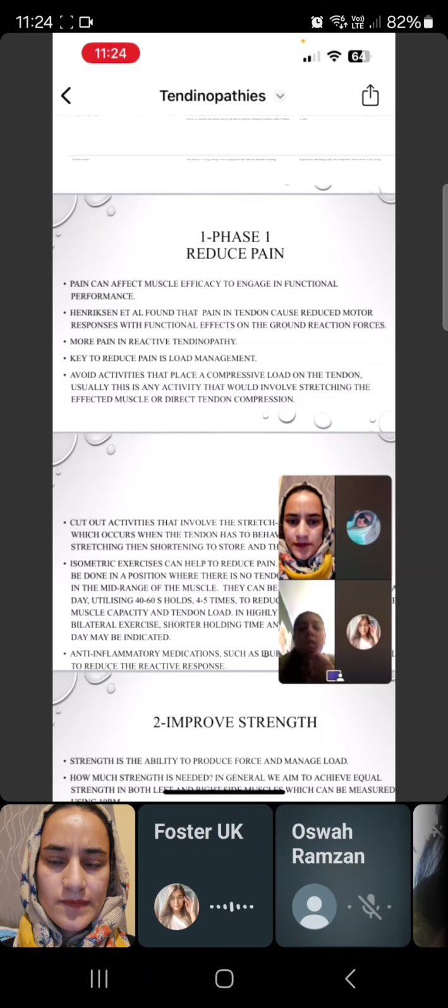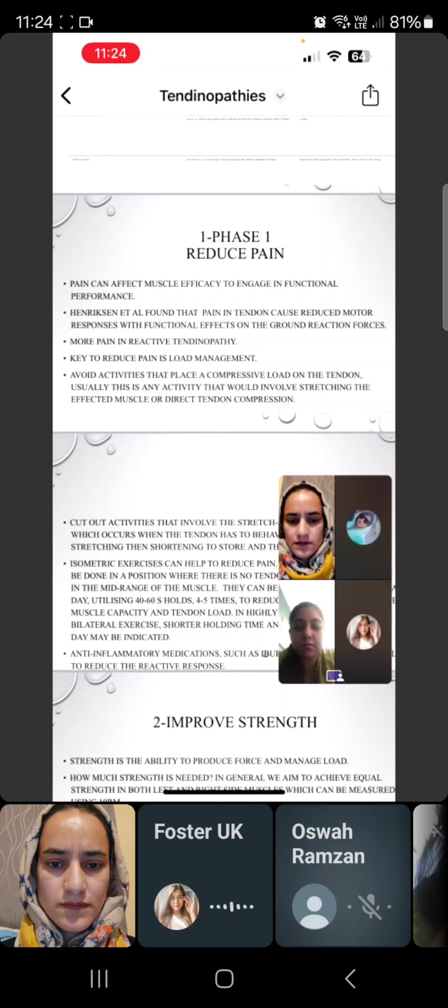We can't just straight away jump to loading exercises. We have to work through phases. So phase one will be more concentrated on pain. Pain can affect muscle efficacy to engage in functional performance, as we all know. There was a study by Henriksen et al. They found that pain in tendon causes reduced motor responses with functional effects on the ground reaction forces.